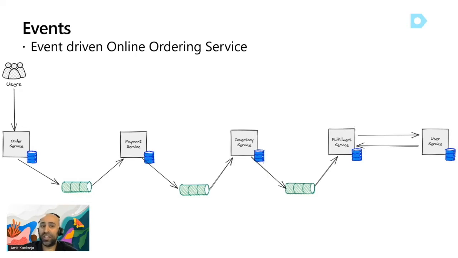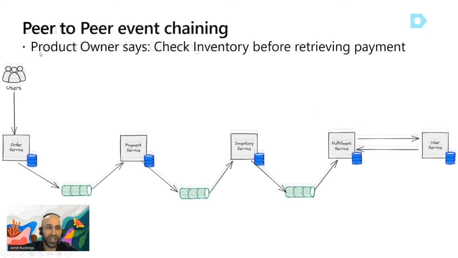But there is another alternative, to use an even more event-driven system. One thing that we have here is what's sometimes called peer-to-peer event chaining. So imagine the product owner says, well, really, we want to check the inventory before retrieving payment, because they were getting too many payment reversals. Either they wouldn't have enough stock left and then they would have to reverse the payments. Now, what would be involved here?